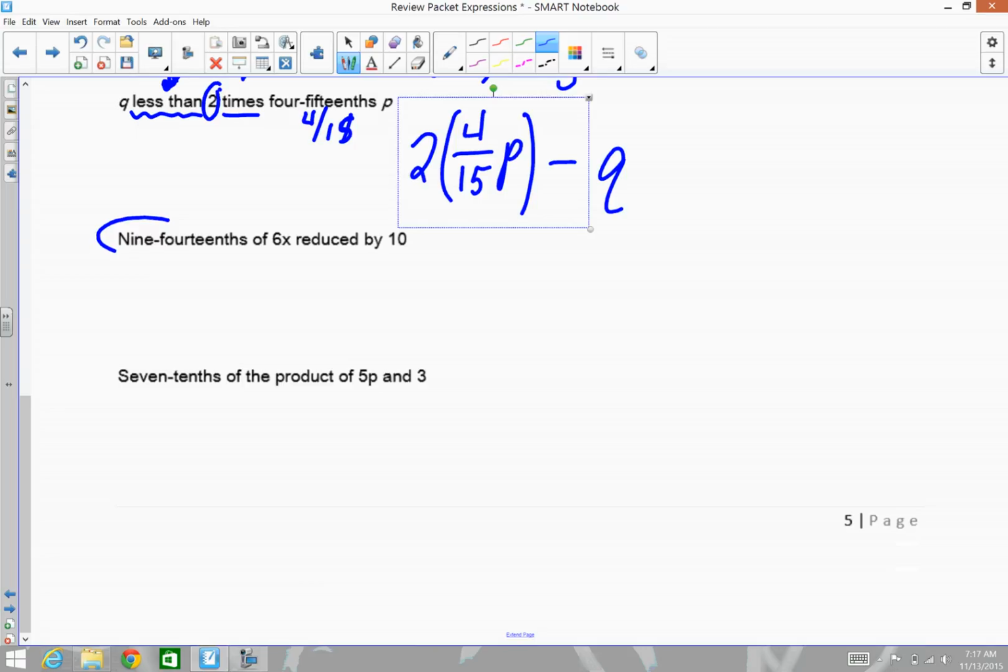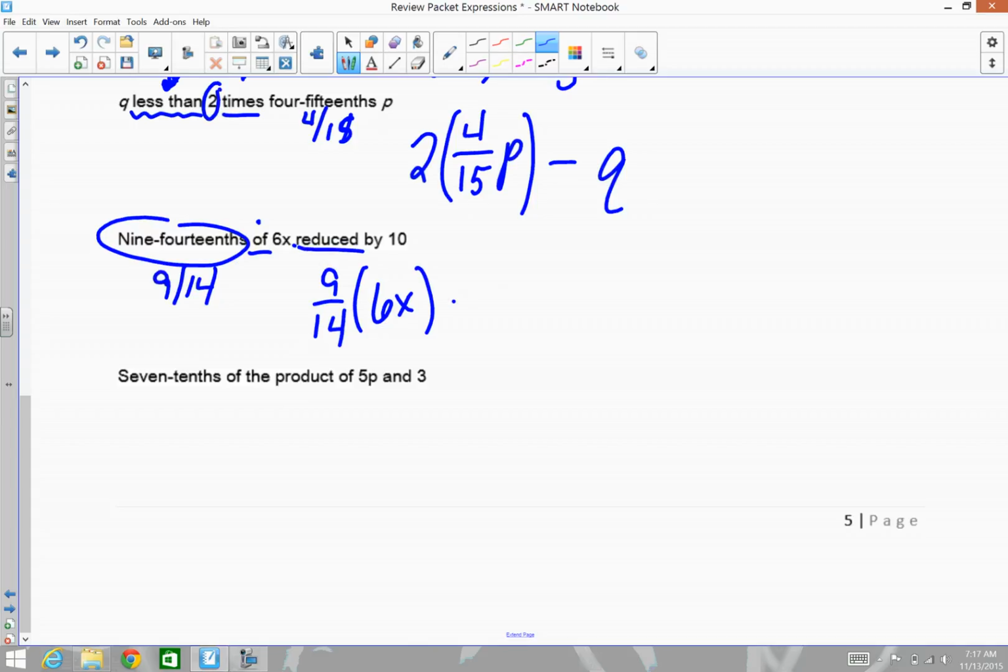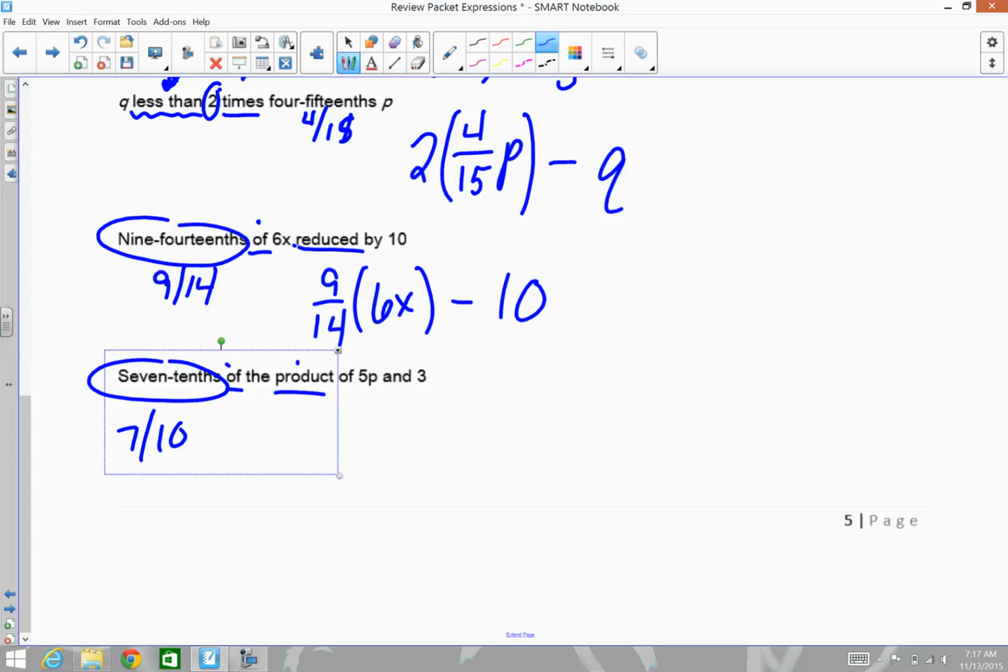Okay, for this one we have 9/14 of means to multiply 6x. Okay, so that's 9/14 times 6x, and then to reduce by 10 we subtract 10. Okay, and then we have 7/10 of means to multiply. Product also means to multiply, so when you see that double operation you need parentheses, and we're multiplying these. So we have 7/10 times 5p times 3.